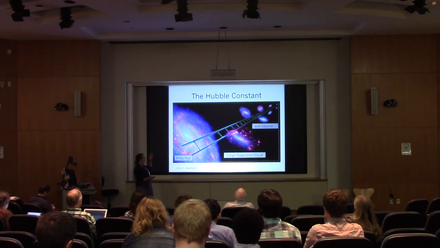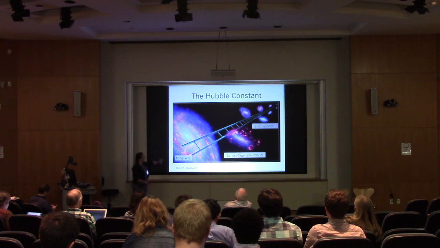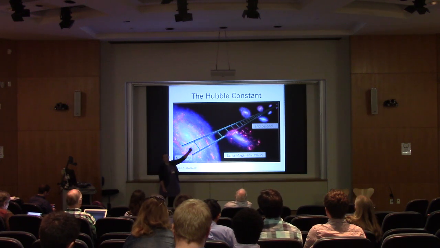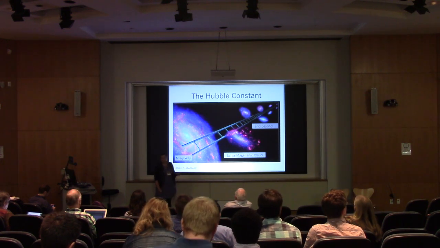And the Hubble constant and the distance scale is something you learn about in Astro 101. And it's typically taught by starting here in the Milky Way and working out until you eventually measure the Hubble constant. So stepping to the Large Magellanic Cloud and beyond.